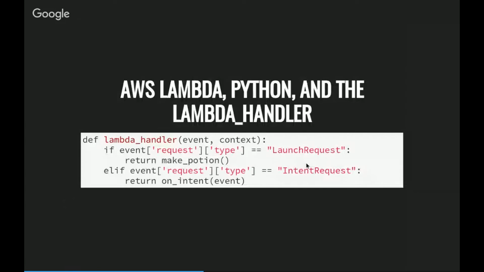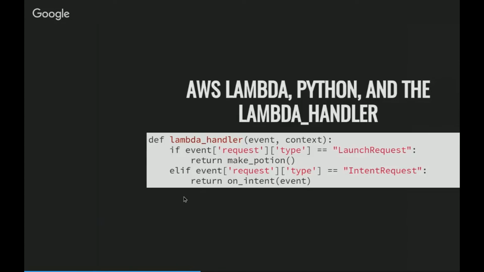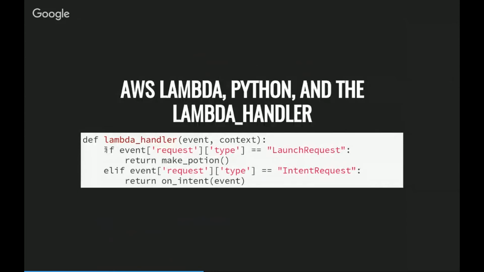Okay, AWS Lambda, Python, and the Lambda handler. So these Lambda functions start off with the Lambda handler. It's got an event and a context, and within that event is that request object we saw previously. So this little object is going to parse that JSON and turn it into a nice little Python dictionary, of course. So now we can go through and say, hey, if the request type is a launch request, we want to go to make potion. Else, if the request type is an intent request, we want to go to our onIntent event.